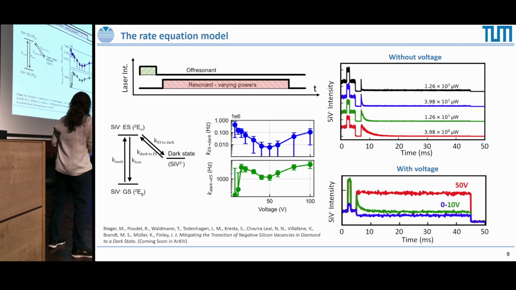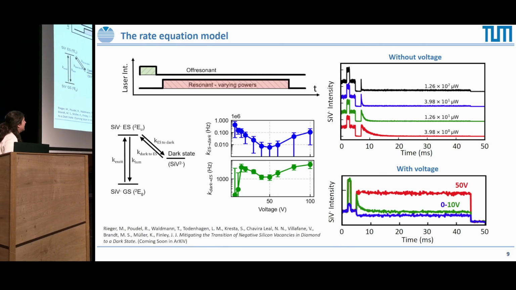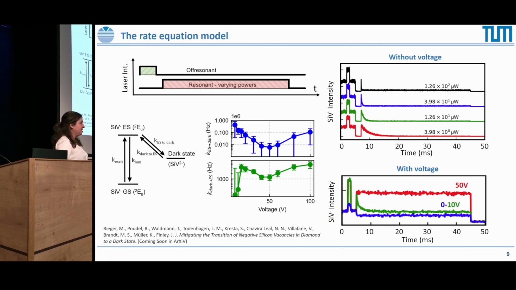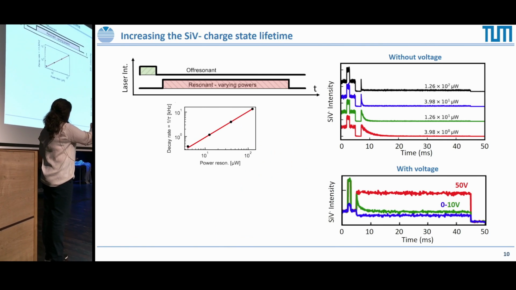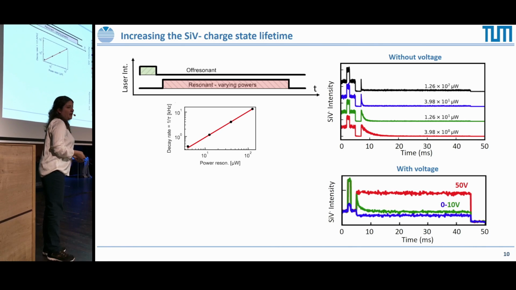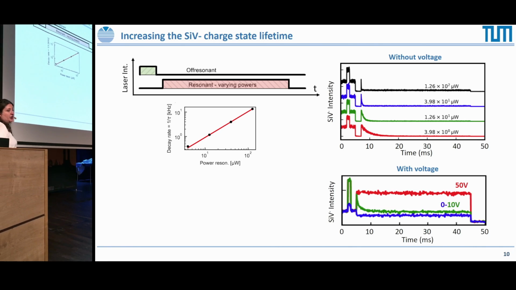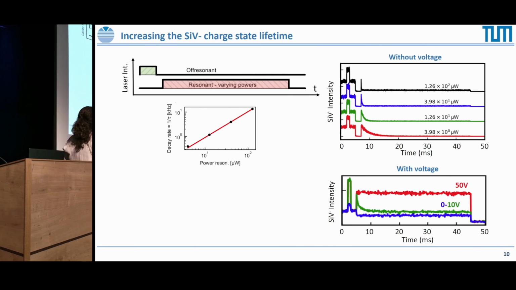So what's going on? In order to understand what is going on microscopically, we need two pieces of information. The first one is that this decay rate that we observe is linear with the laser power that we apply, meaning that the conversion process is a single photon process, because this is a linear slope.